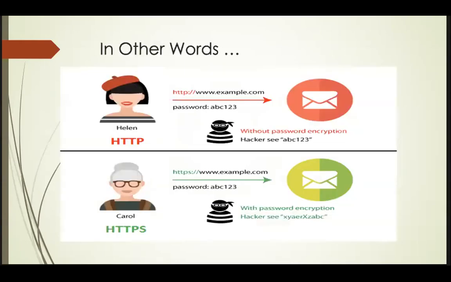So in other words, for those of you who are new to cybersecurity, this is a real example of what is happening under the hood. In the first version, Helen tries to log in to her account at example.com, for instance, which is not using TLS. A man-in-the-middle attacker will be able to see her credentials in clear text, as you can see, ABC123. Carol, on the other hand, tries to log in to her account at example.com, which is using TLS. A man-in-the-middle attacker will not be able to see her credentials in clear text. You would actually need to decrypt the communication to find the password. We will talk about this a little bit later. Having TLS or SSL by itself doesn't mean that you are secure. There are certain cases where this encryption can be decrypted.